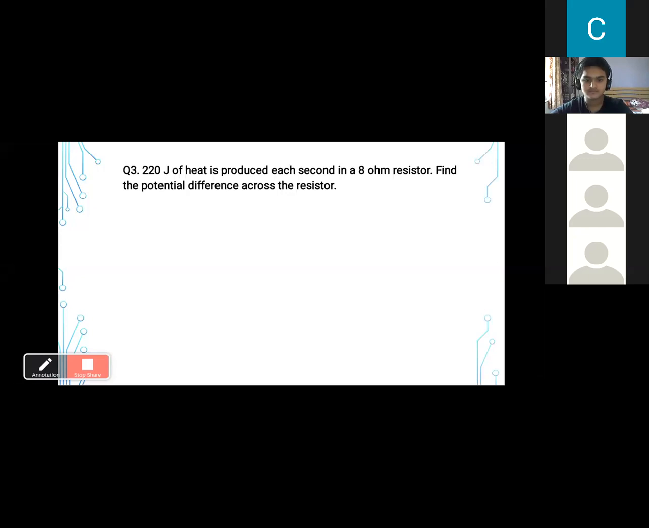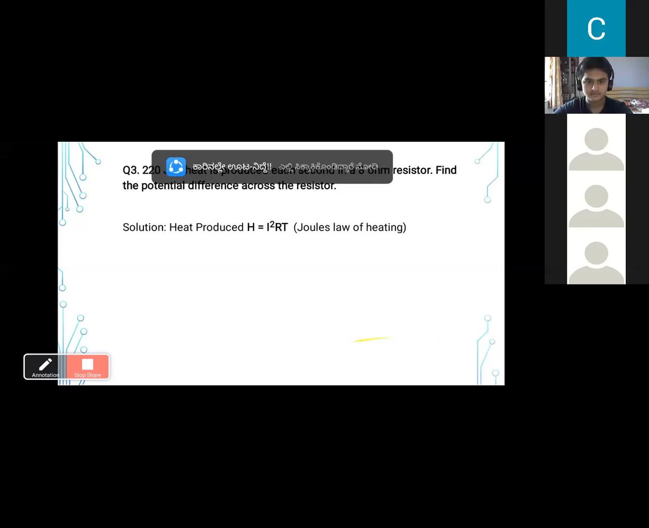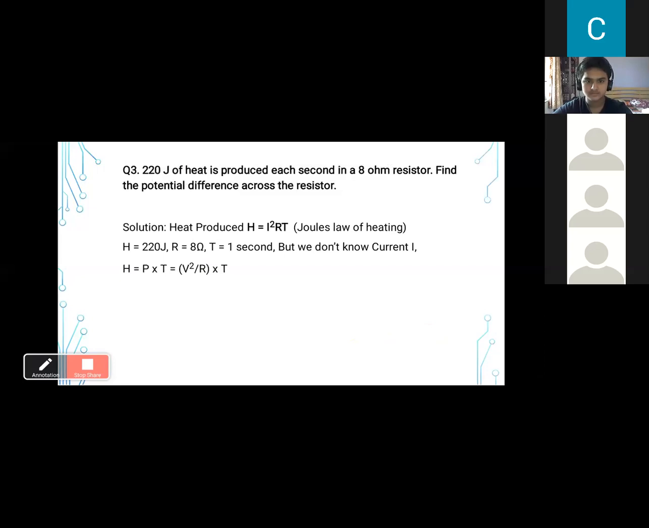So which formula am I going to apply here? Can I apply Joule's law of heating here? No. We are going to apply V square by R into T, because we have to find V here. We don't have to find current, so I'm not going to apply Joule's law of heating. I'm going to apply V square by R into T, because current I don't want to find.